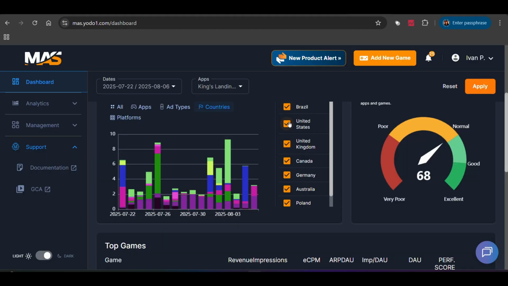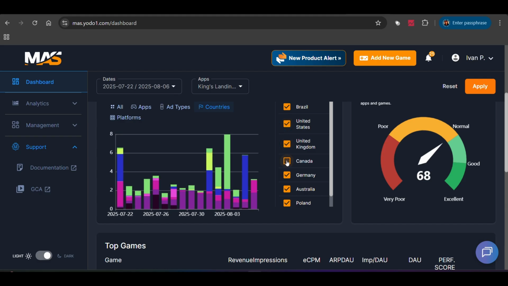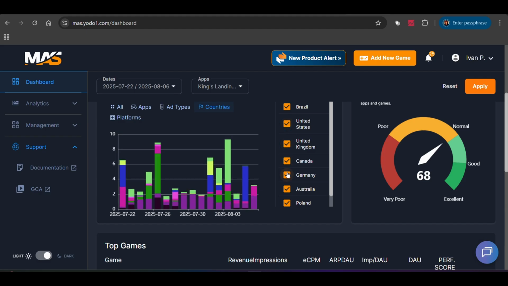MAS shows detailed country breakdown. My top revenue countries were Brazil, US, UK, and Canada. This kind of data is super useful for targeting future campaigns.